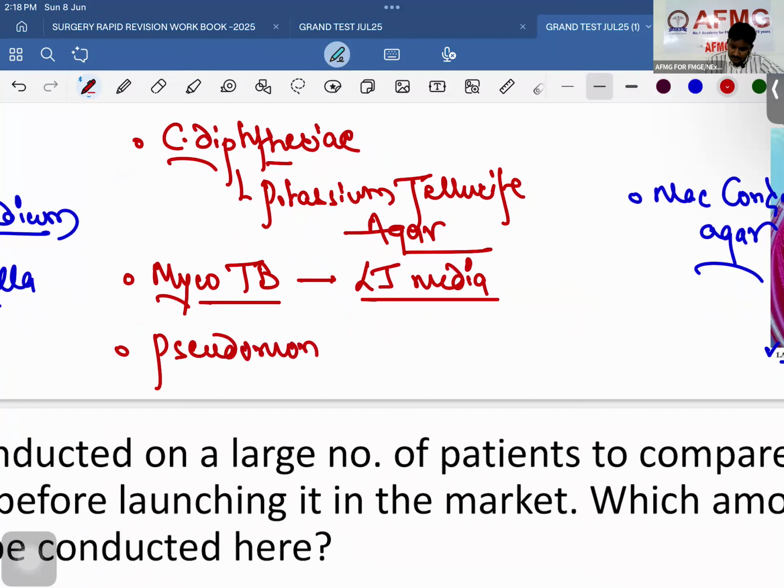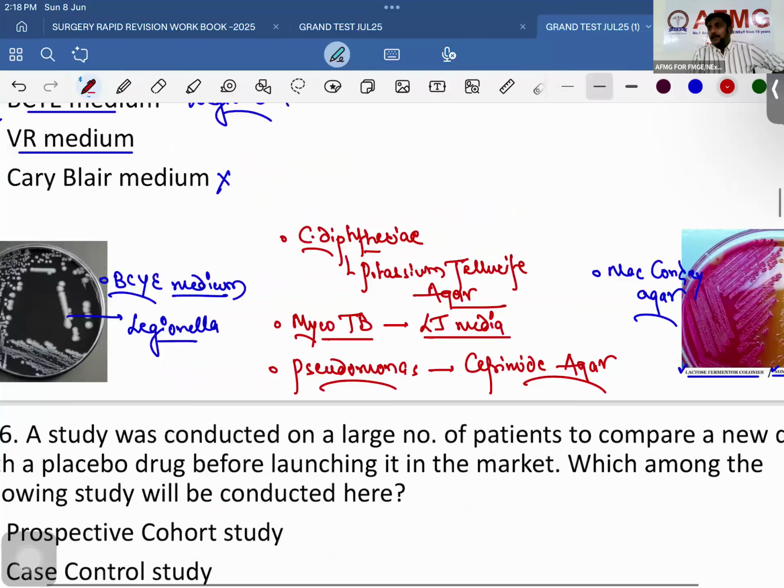So for Pseudomonas, the best culture media is going to be the cetrimide agar. The cetrimide agar is going to be considered as the best culture media for Pseudomonas. That is what is important to be remembered. Clear? So do remember this.